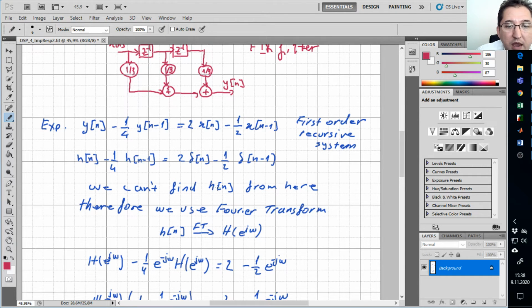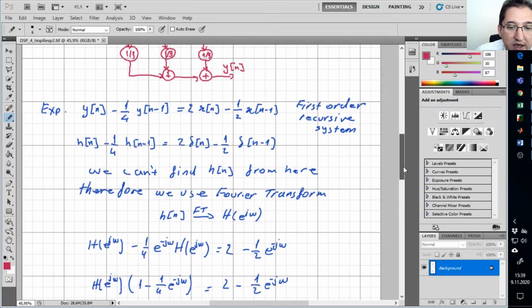And the Fourier transform of delta[n] is 1, here 2, because of the coefficient, and the Fourier transform of delta[n-1] is 1, but there's a time shift. Therefore, in the frequency domain there is an additional phase here, e^-jω, because of this minus 1.